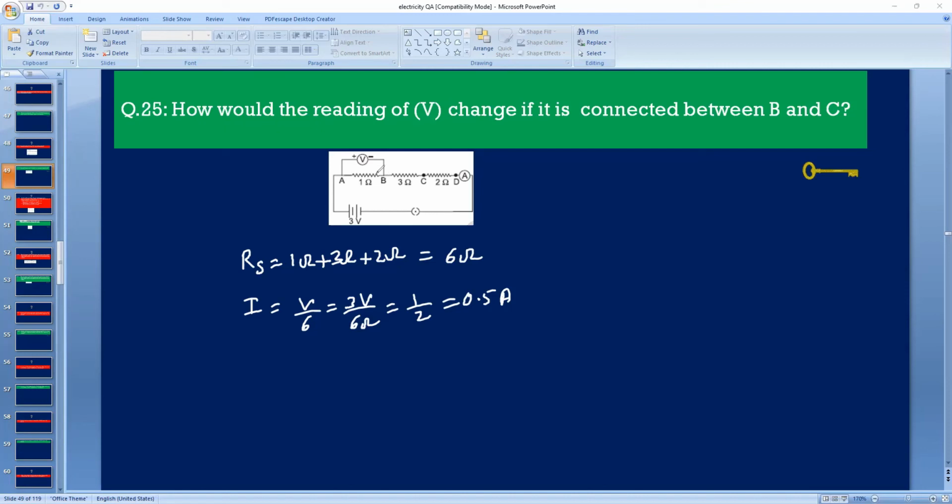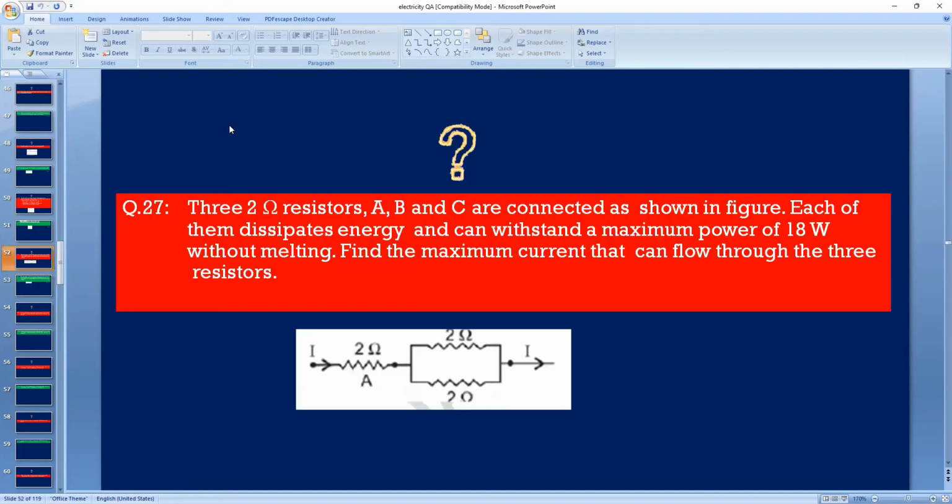Now, if the voltmeter is connected across BC, what is the voltmeter reading? V is equal to I into R. I value 0.5 into 3 is equal to 1.5 volt across BC. Hope this answer is clear to you. Next question.